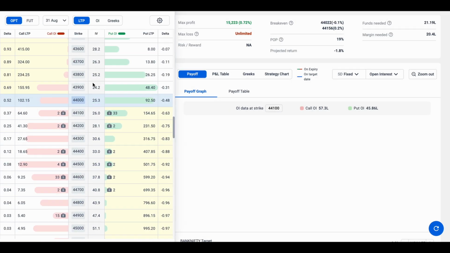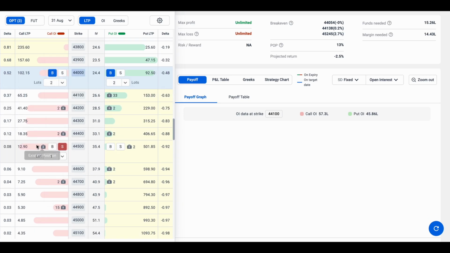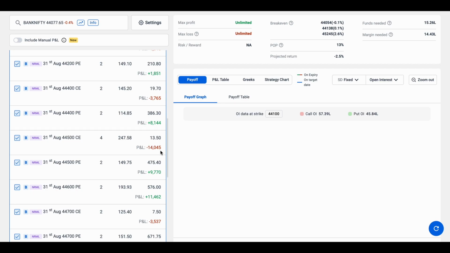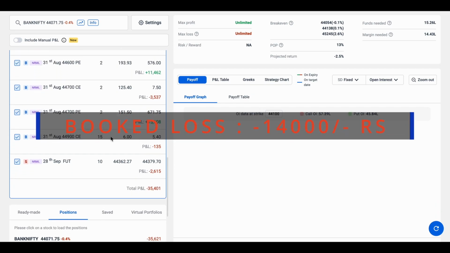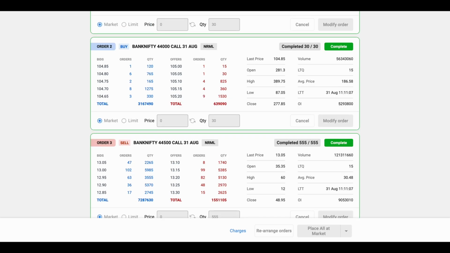Now let's add our positions with the same rule. Since we already bought 4 lots on this strike price, I'm going to add 4 extra lots to make 33 lots, in order to sell 33 lots at this strike price. Let's do this. While doing that, I almost booked this 14,000 rupees loss also. So let's do that. Okay, all the trades have been executed.